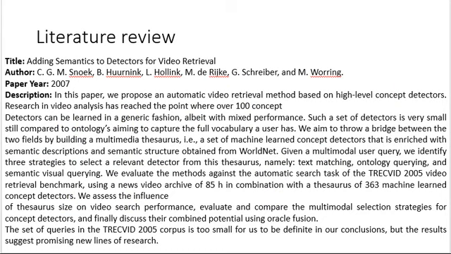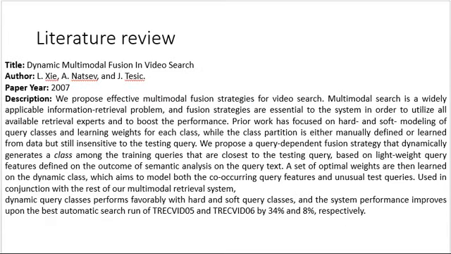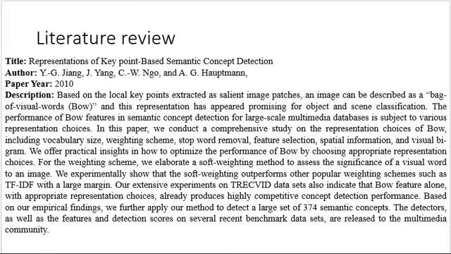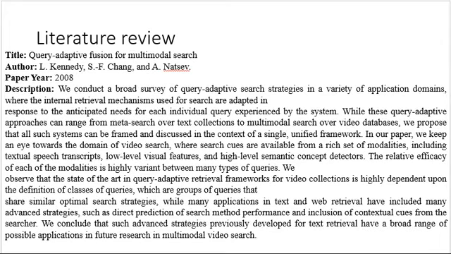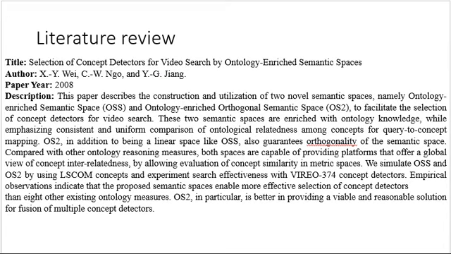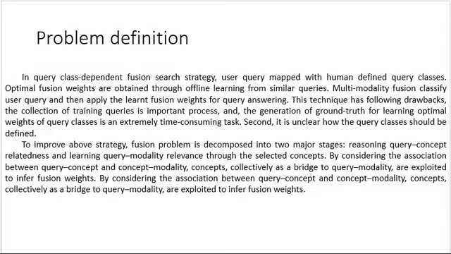Now these are a few literature reviews. We would like to focus on adding a semantic detector for video retrieval and similarly a dynamic multimodal fusion for video searching, representation of key point semantic concept detection. So these are all similar work carried out, query adaptive fusion of multimodal search and selection of concept detectors for video search. Basically, I am reading out the titles. The details are given in the description.